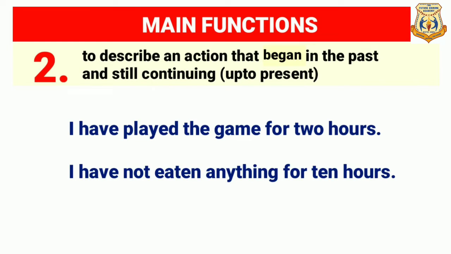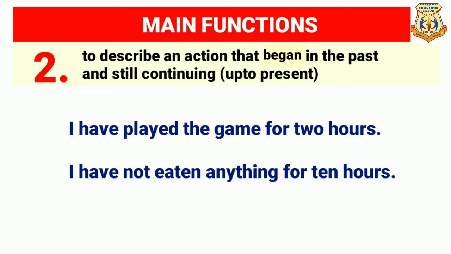Now look at function number 2 and try to understand. The present perfect tense is also used to describe an action that began in the past and is still continuing, means up to present time. It clearly means if any action starts in the past and goes on up to now, means present time, without any confusion, you should use present perfect tense.